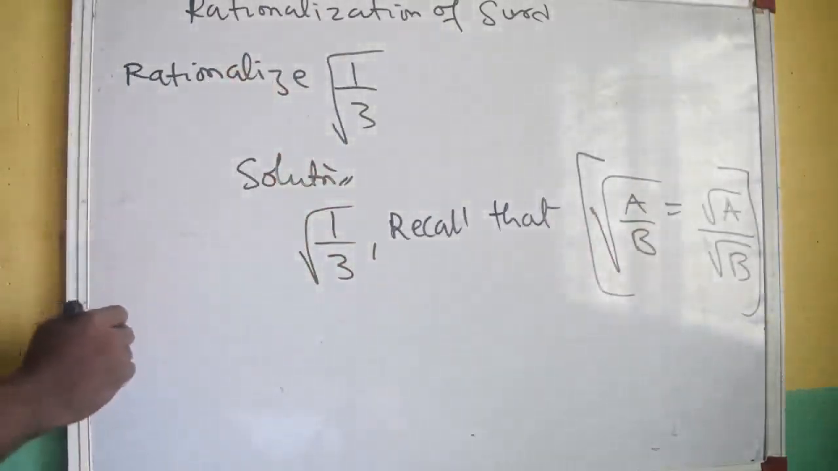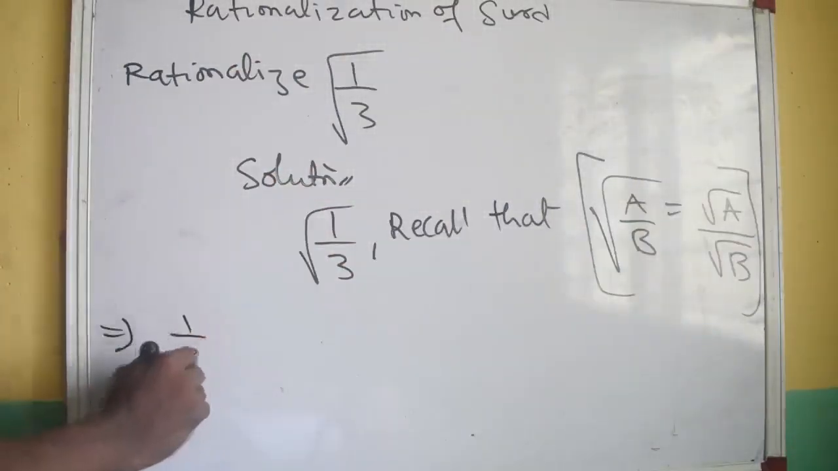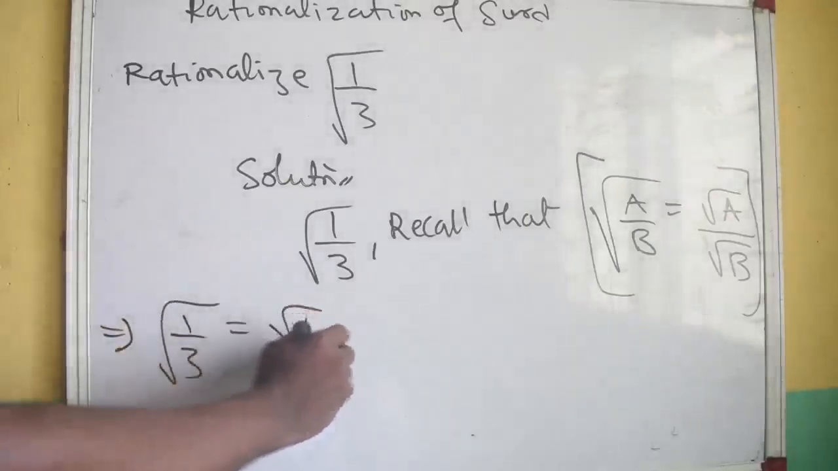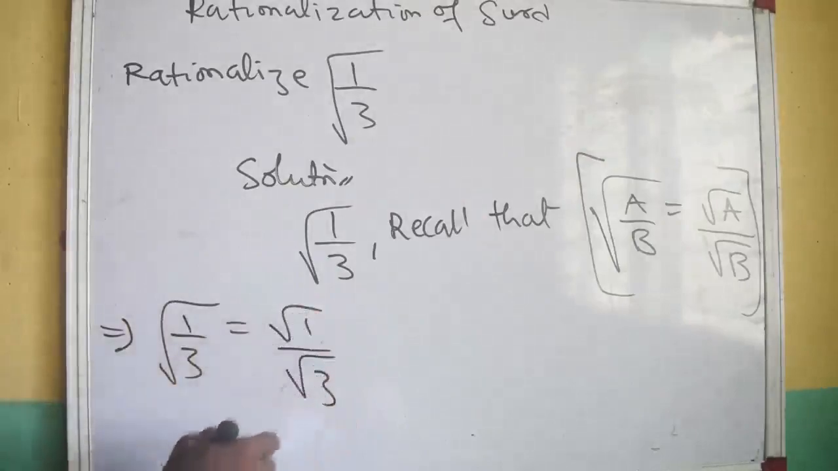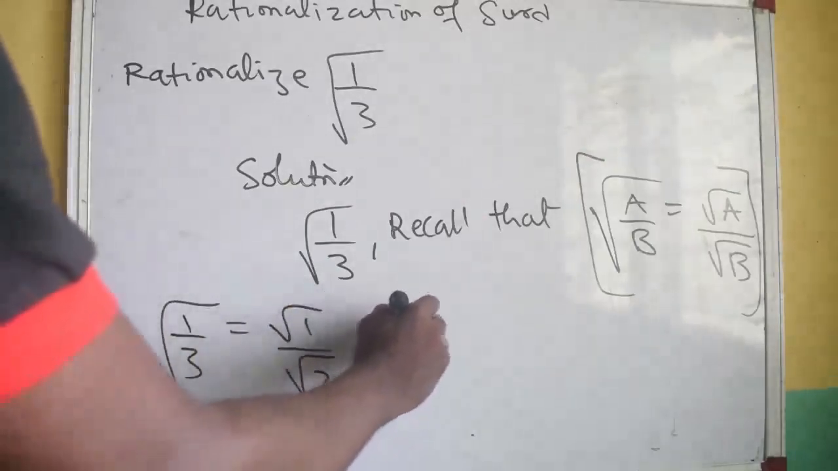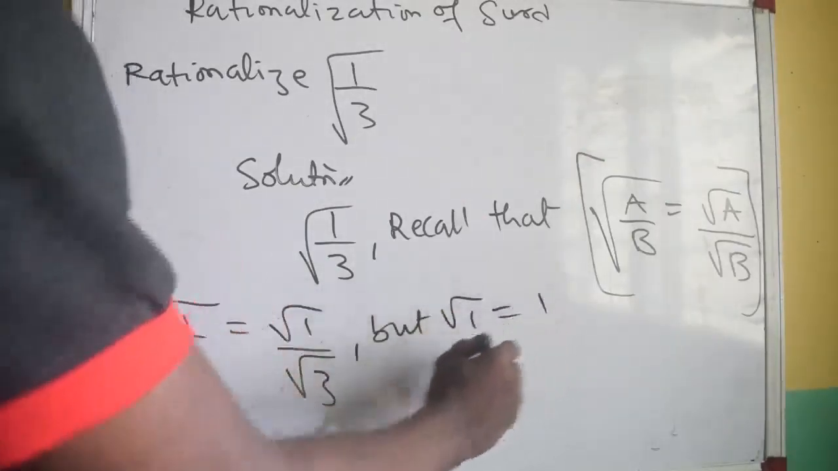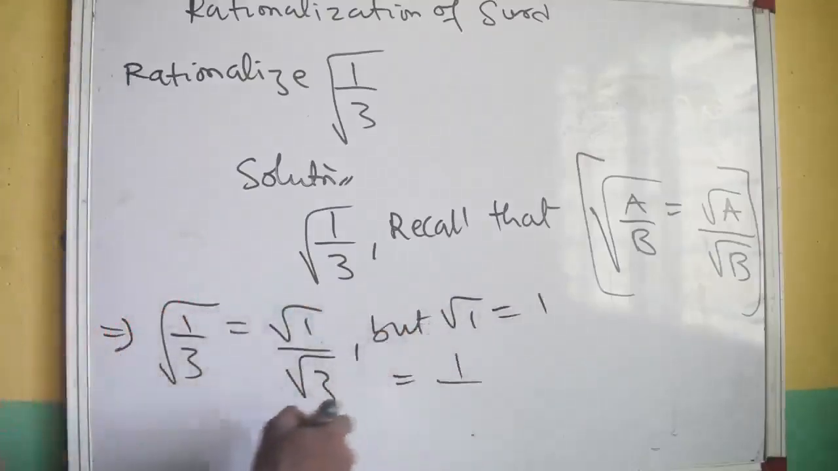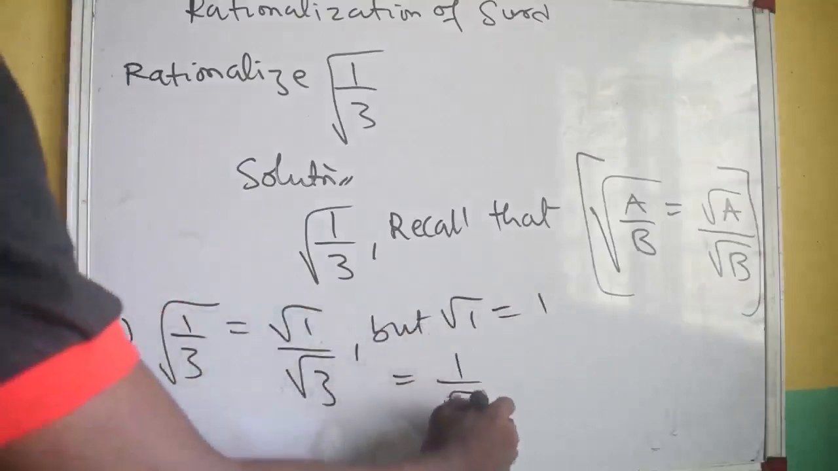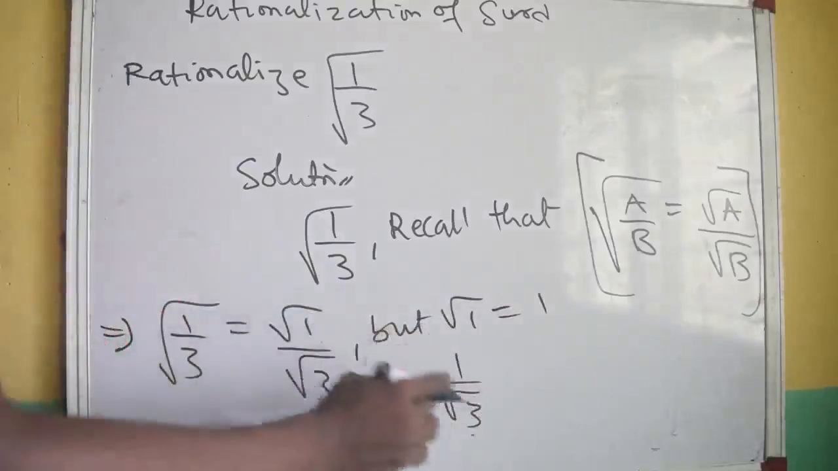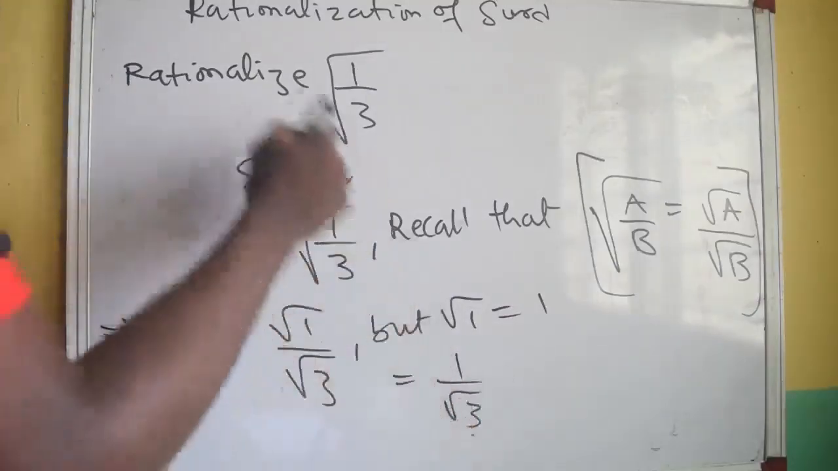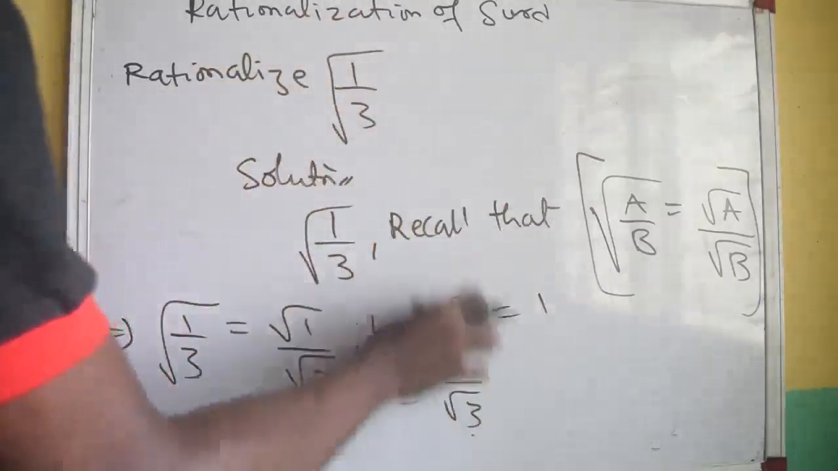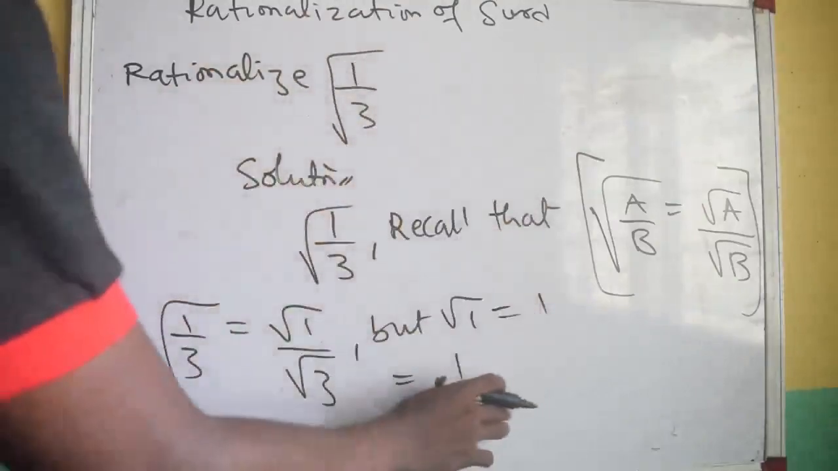So 1 over 3, all in square root, is the same thing as root of 1 all over root of 3. But you and I know that square root of 1 is 1. So it is simply 1 all over square root of 3. But where the problem is here, we have boiled down to this, which is exactly the same thing as this.